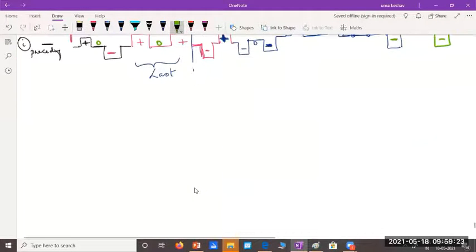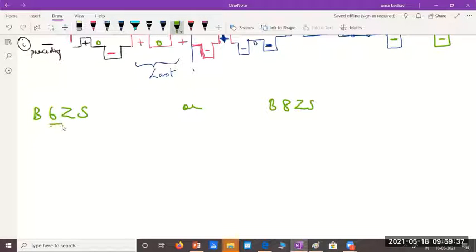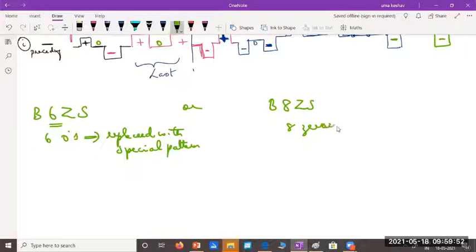Just like B3ZS, I can have B6ZS, sorry, or B8ZS. So here 6 zeros will be considered to be replaced with a special pattern. Here 8 zeros will be considered. So let's take an example of B6ZS, which is there in our syllabus. B8ZS is not there. In the next class, I'll just finish this and then start off with the next module.